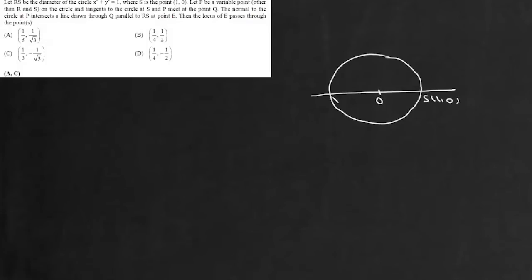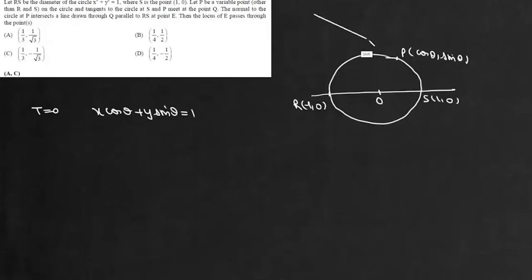So we have this circle with center at origin. Now this point S is (1, 0), and this point R is (-1, 0). Then we have a variable point P on this circle, and suppose this P is (cos theta, sin theta). Now the equation of the tangent is given by T equals 0, so we'll get this as x cos theta plus y sin theta equals 1.